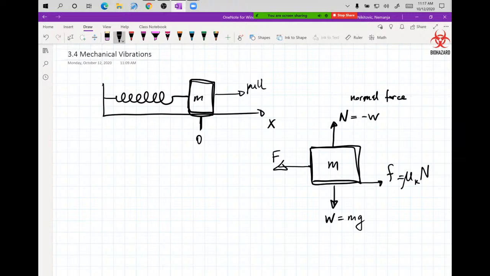So we have the two worlds that we have to understand for this particular lecture. We have a world where you only have a spring and let's say nothing else. So we'll call that an undamped system.